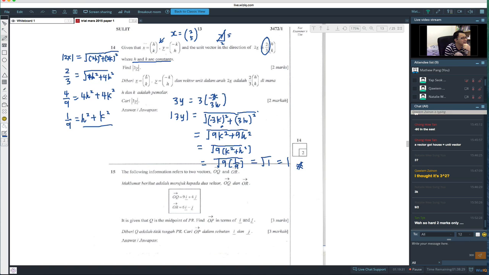Do I do anything wrong? 2x is just 2 multiplied to this one. 4 and 4, square root move together, 4 over 9. I divided by 4 for every single one. I get 1 over 9 equal to h over k. Yeah, 9k squared and 9h squared, square root equal to this one. So this one, k squared plus h squared equal to 1 over 9 is equal to 1.